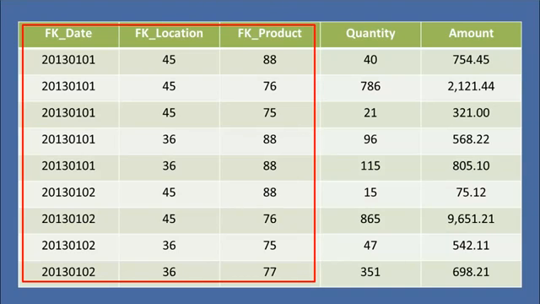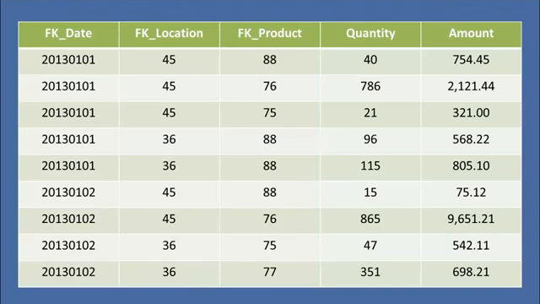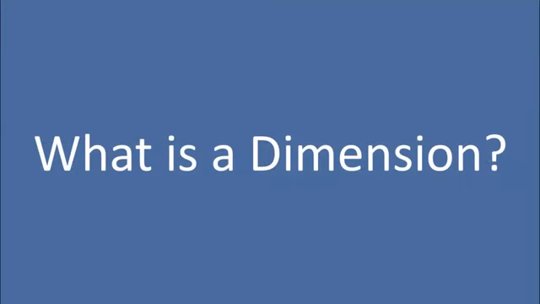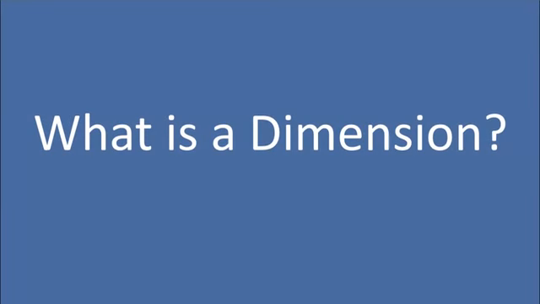So here I have 3 dimensions: date, location, and product. So every record is at that grain. That's a founding principle of a fact table. Every record should be at the same grain. All right, so now we know what a fact table is. Let's move on to a dimension.